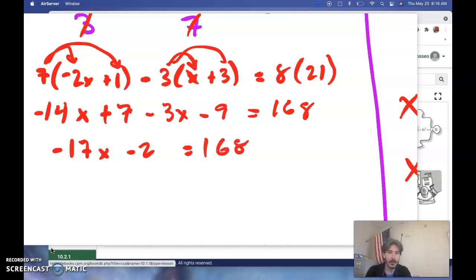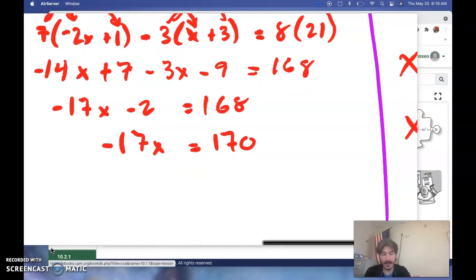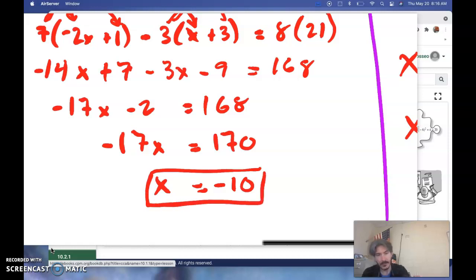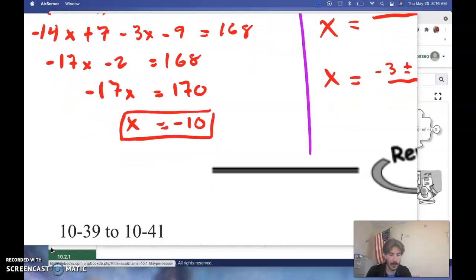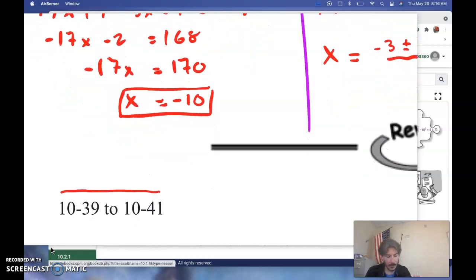Now, this should work out pretty nicely for me. I'm going to add 2 to both sides. Negative 17x equals 168, and 2 makes 170. Holy cow, this is going to work out really nicely. Let's divide both sides by negative 17, and my answer works out to be negative 10. All right, we could check that solution, but ladies and gents, I promise it's going to work out. There is a tiny bit of review preview here.